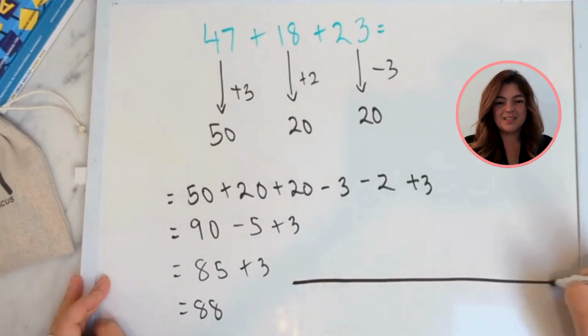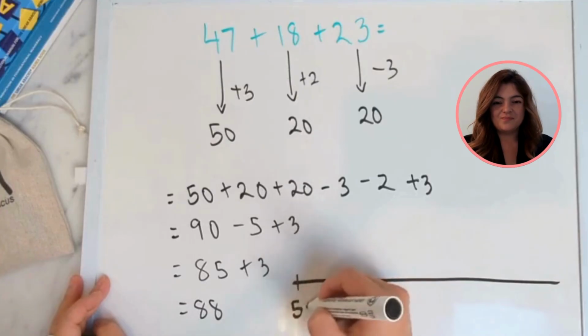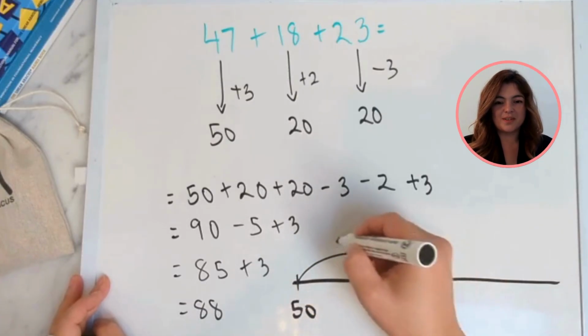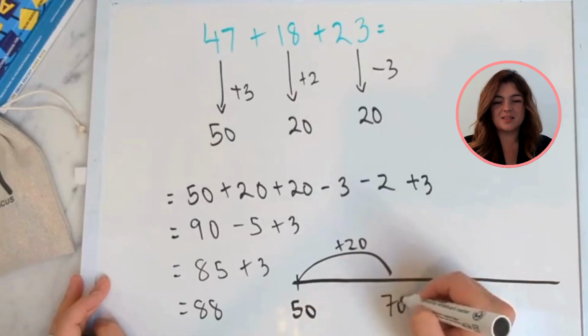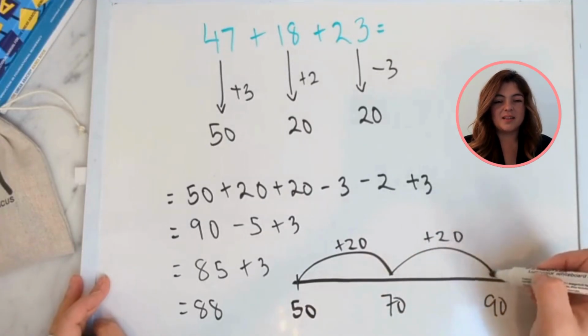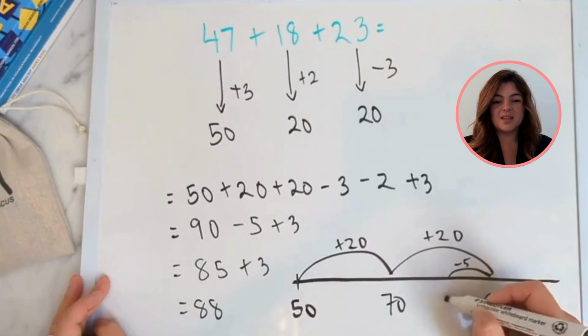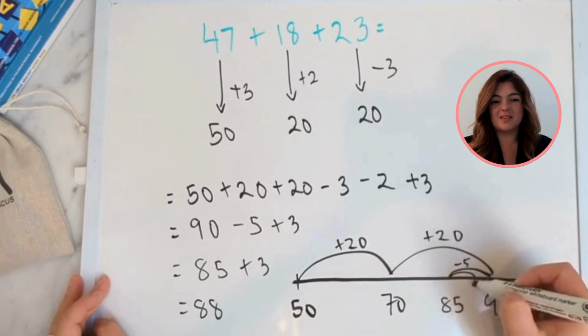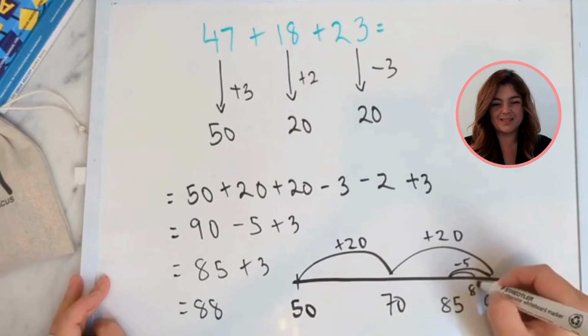Now for the number line, we locate 50 again, and we jump our first lot of 20, which gets us to 70. We jump another lot of 20, which gets us to 90. And we jump backwards 5, which gets us to 85. And then we jump forwards again 3, which gets us to 88.